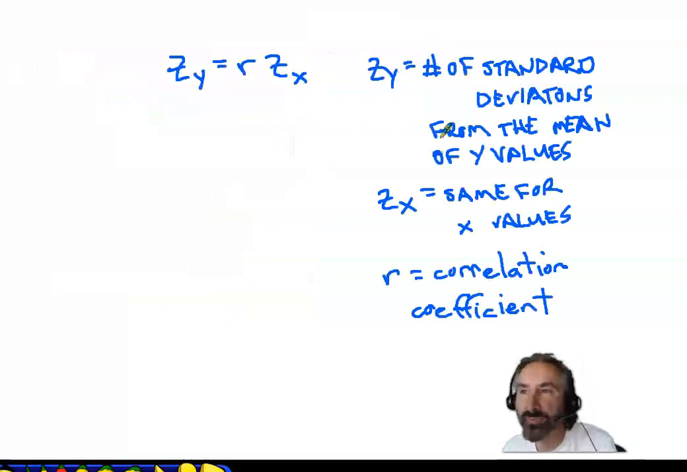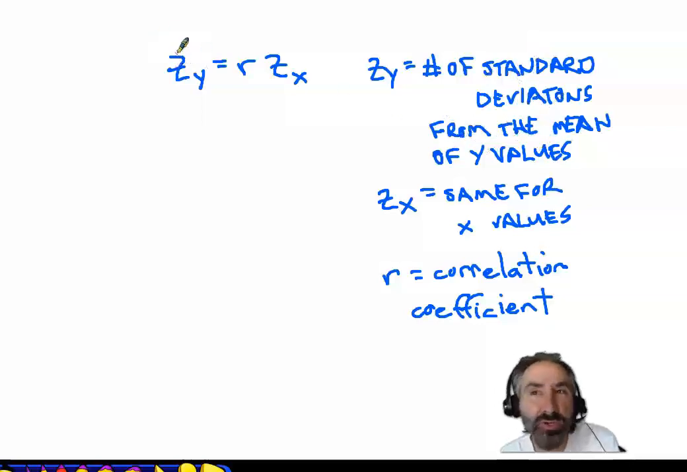I took a little bit of time to pre-write some of this stuff out. The formula that we're concerned about here is this. z sub y equals r times z sub x. z sub y is the number of standard deviations from the mean of all the y values. z sub x is the same thing for x values. In other words, z sub x is the number of standard deviations from the mean of all the x values.